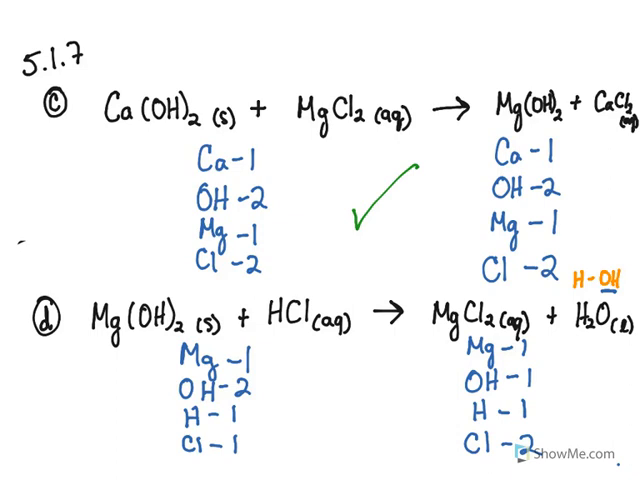So I'm going to first balance my OHs by putting a 2 in front of water. That gives me 2 hydroxides and 2 hydrogens on the right-hand side now. So now I need to balance my chlorines, and in the act of balancing my chlorines on the left-hand side, I've also balanced my hydrogens. So now I have 1 magnesium on both sides and 2 each of the hydroxides, the hydrogens, and the chlorines on both sides, so now this equation is balanced.